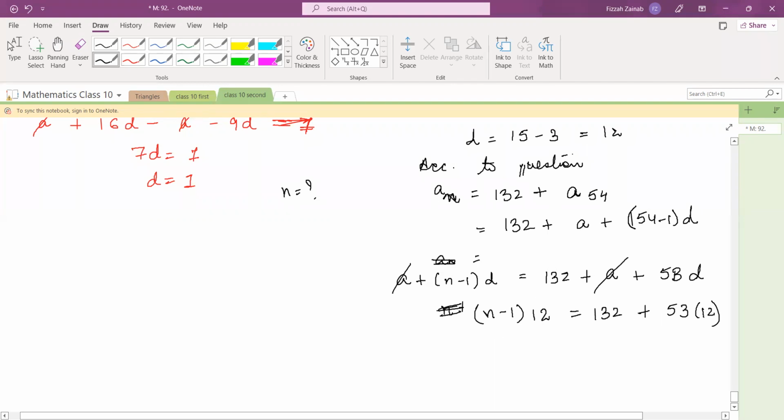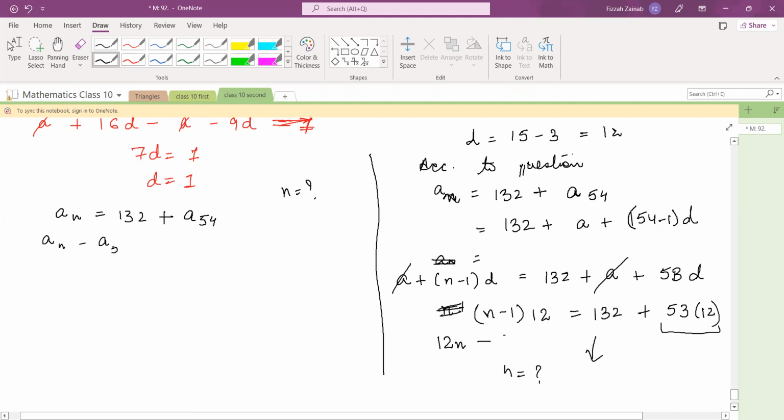Now instead of multiplying this whole thing, you can do it like this. Actually, this is right, but if you want to make the calculation a bit simpler, you can do it another way. If it is given that an is equal to 132 plus a54, this you can also solve, no problem. Just multiply and solve, you will get n from here also. But you can do it like this.